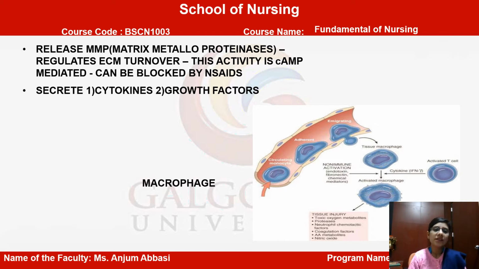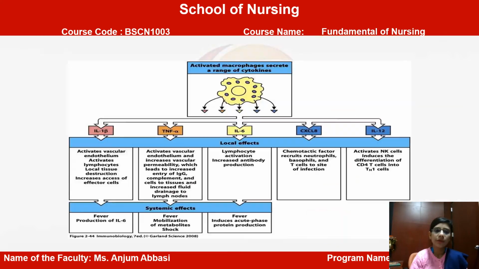And here you can see there is a release of MMP, which is matrix metalloproteinases, and it regulates ECM turnover. This activity is cAMP mediated. It can be blocked by NSAIDs. So secreted cytokines and growth factors you can explore in this slide.